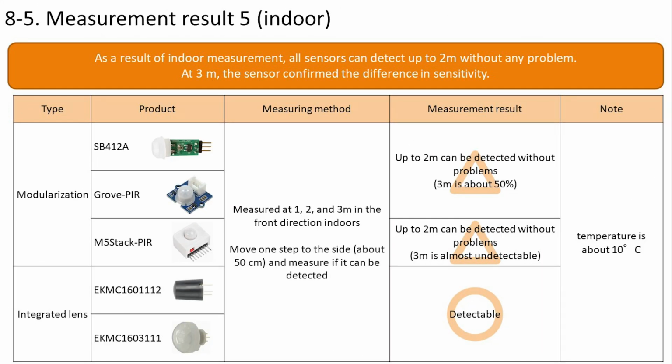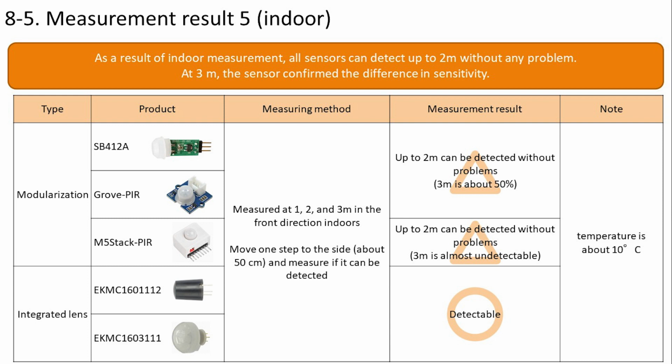I checked whether it was detected at a distance of 1, 2, 3 meters in the front direction. Regarding Panasonic products, 3 meters was detected without any problem, but the remaining 3 could not be detected at 3 meters, or the detection was about 50%. It seems that the movement is small and difficult to detect when it stops after moving about 50 centimeters. I think that the result will be different if it is a motion that keeps moving.